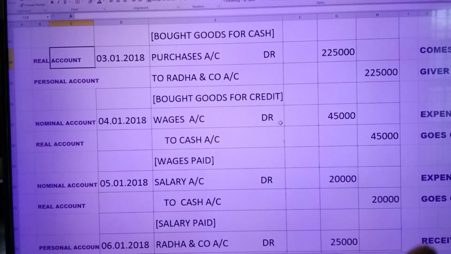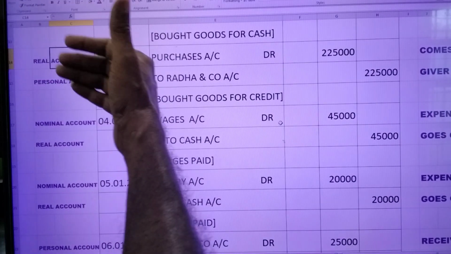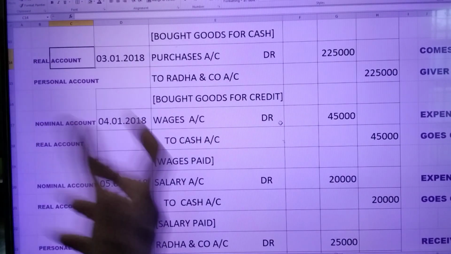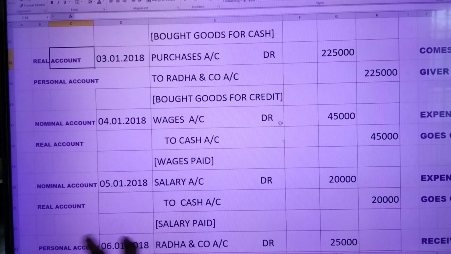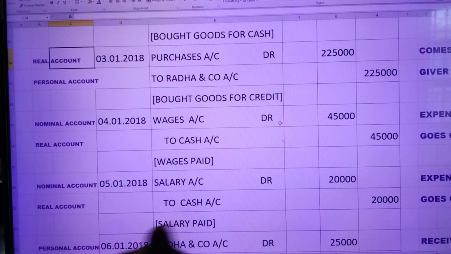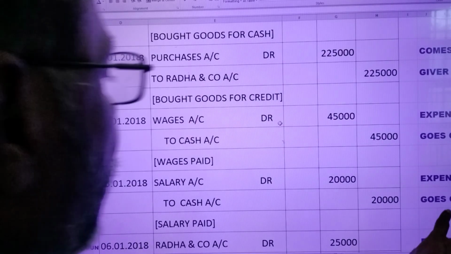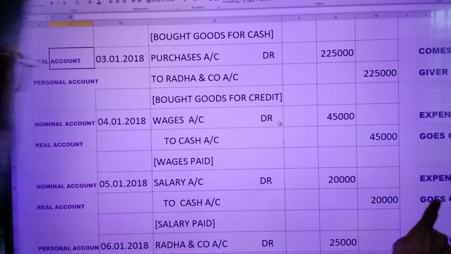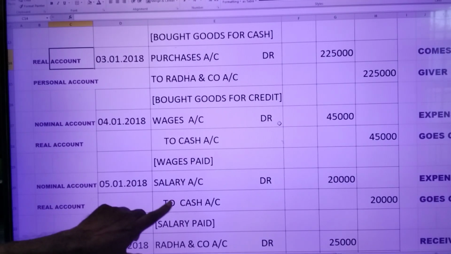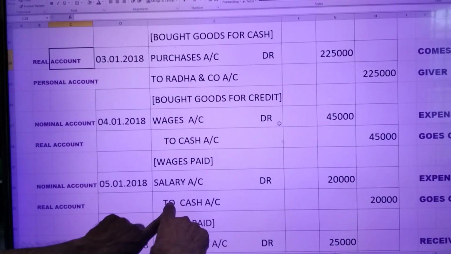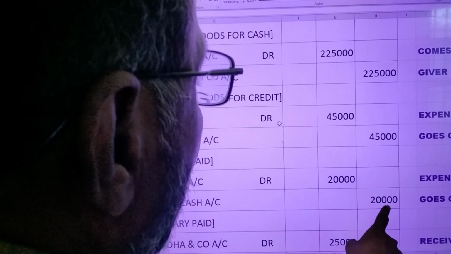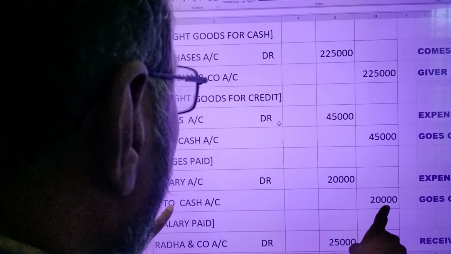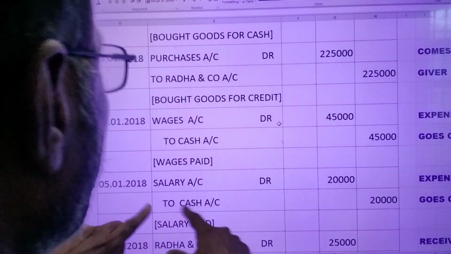Not from your point of view, not from my point of view. It is in the books of Ramesh and Co. That is very, very important. Going out. What does the real account rule tell? Since it is a real account, what is the real account telling? Debit the item that comes in, credit the item that goes out. Since it is going out, that's why I am writing goes out. Here, real account. Two means credit. Two confirmations. One, this is credit. Another, we record 20,000. See how two confirmations are available.